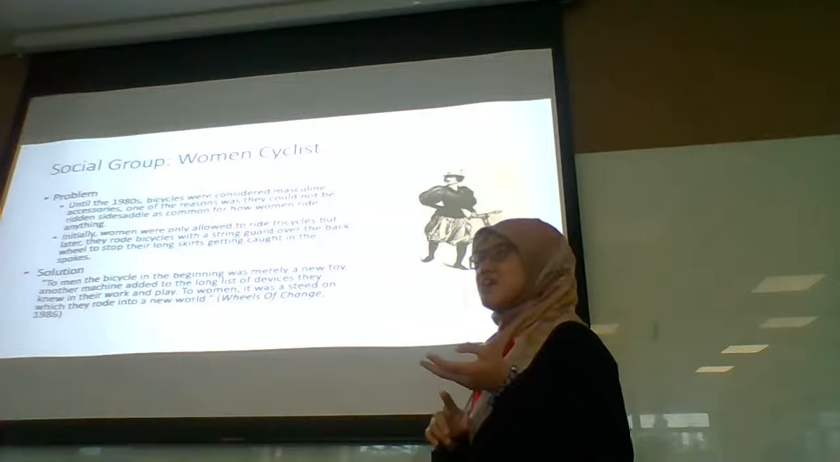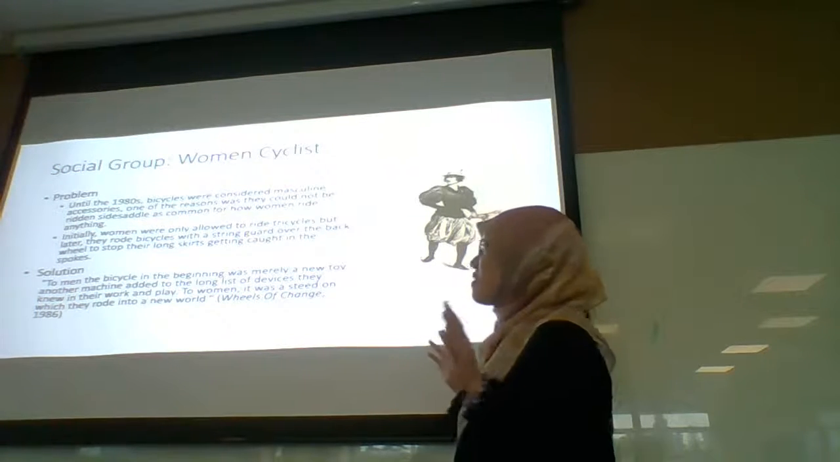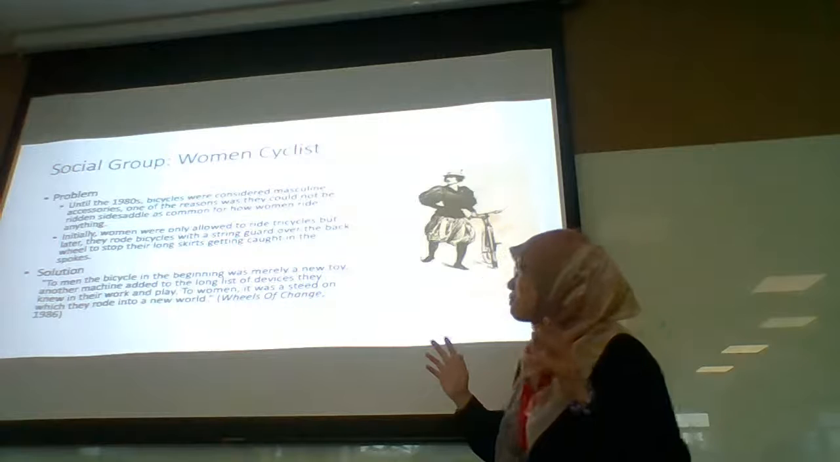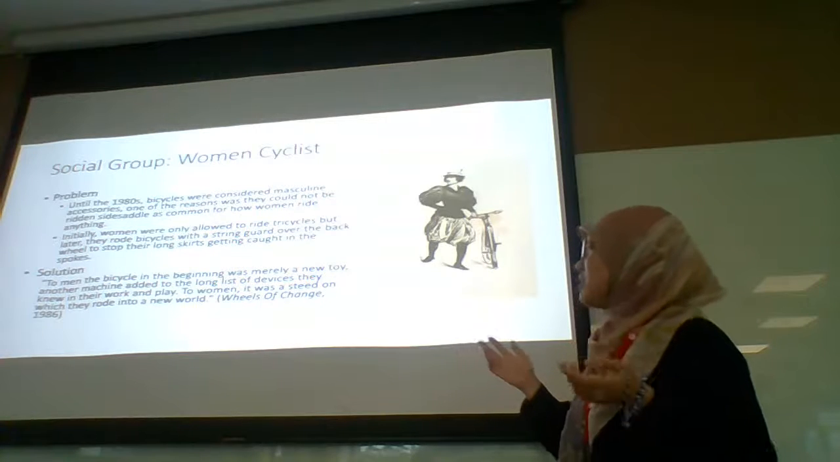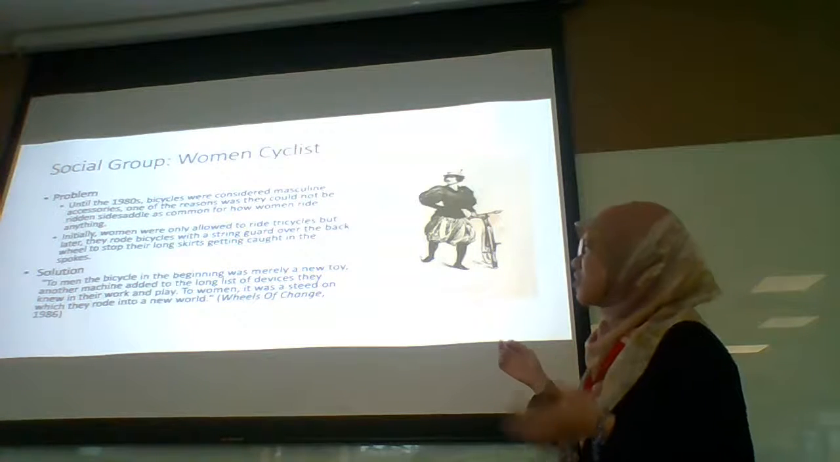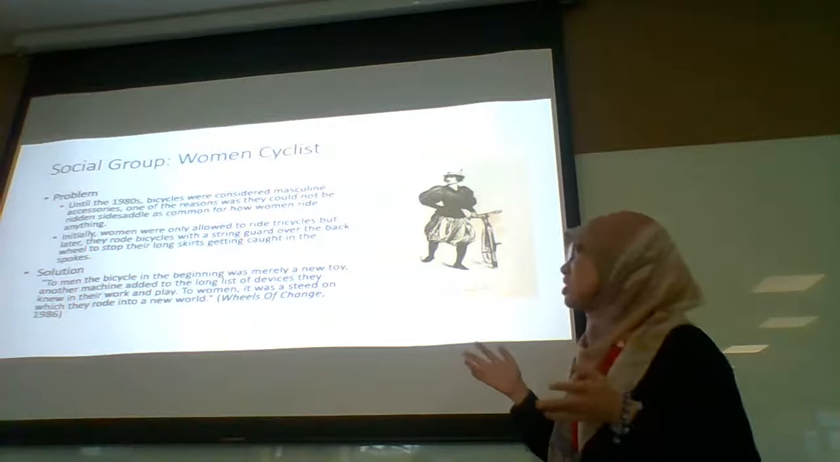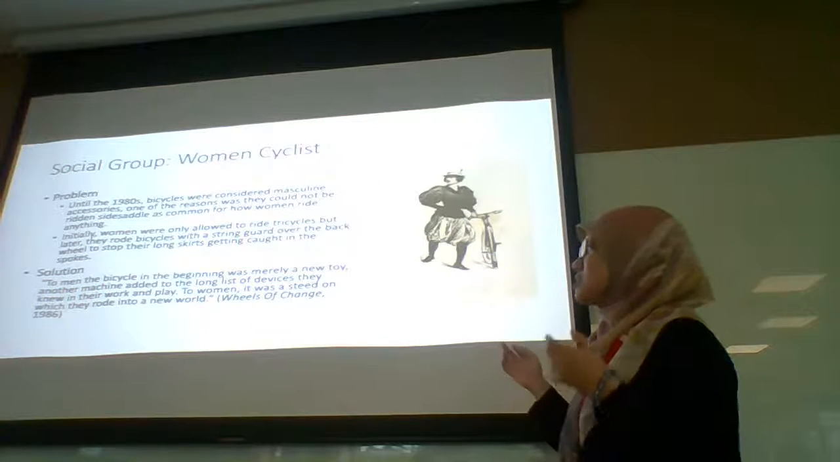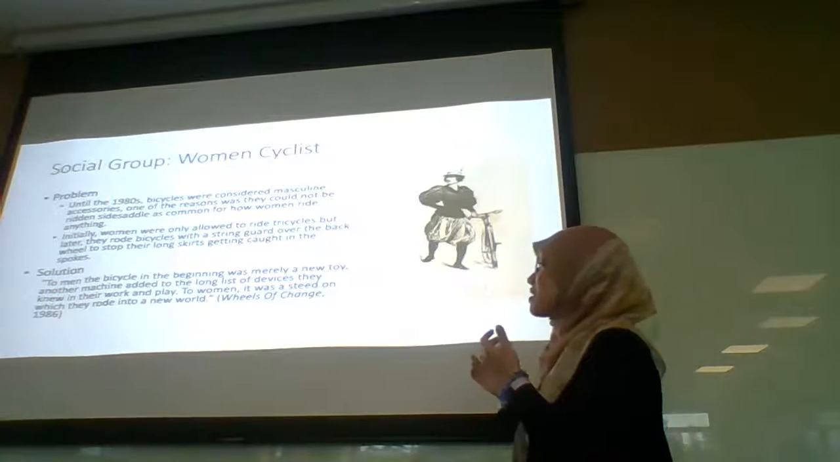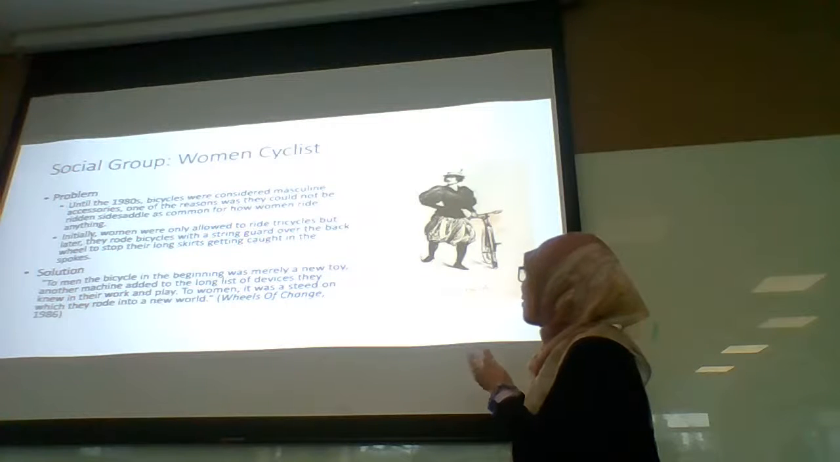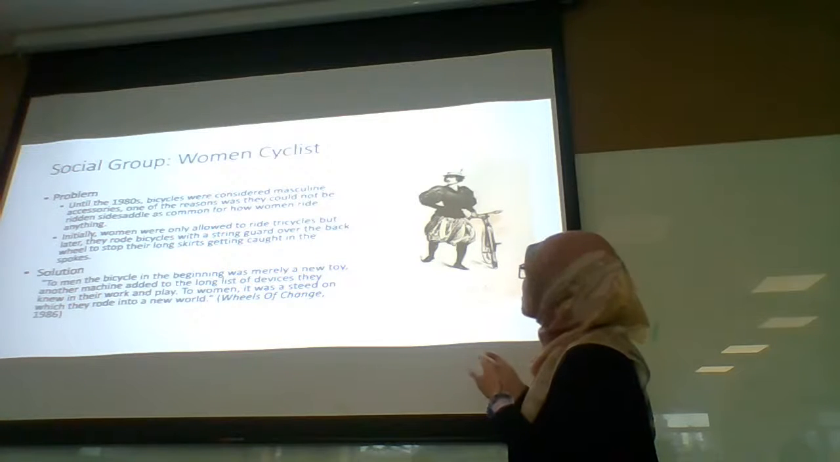So the solution can be both. It can be technical, how to design a good bike that allows a woman to wear a dress, or a social solution, which is accepting a new way of wearing clothes for women.